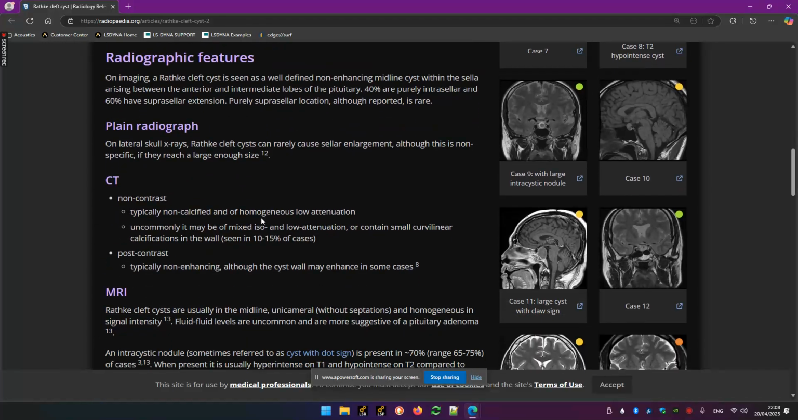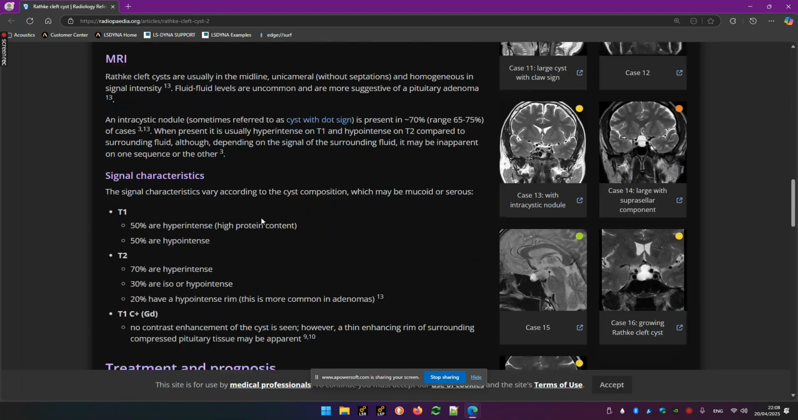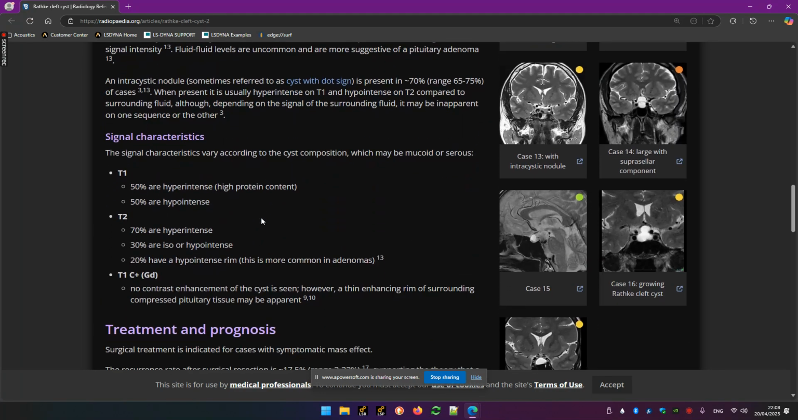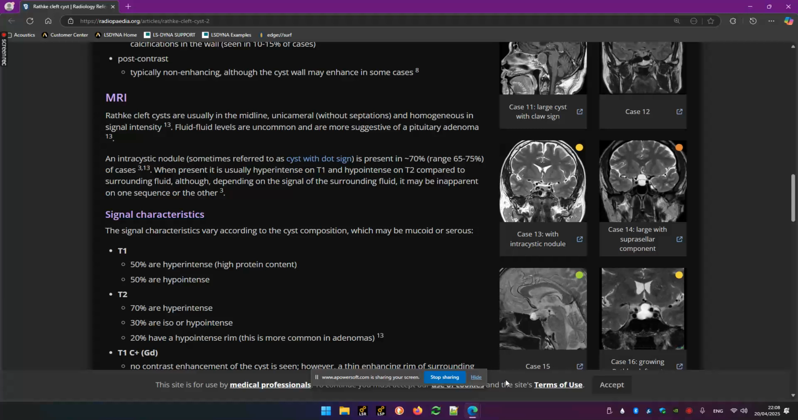On imaging, Rathke cleft cyst is seen as a well-defined, non-enhancing midline cyst within the sella arising between the anterior and intermediate lobes of the pituitary. 40% are purely intrasellar and 60% have suprasellar extension. Purely suprasellar location, although reported, is rare. An intracystic nodule, sometimes referred to as cyst with dot sign, is present in 70%. When present, usually hyperintense on T1 and hypointense on T2 compared to surrounding fluid.